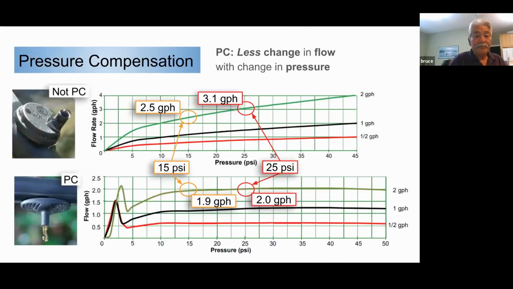Next, please. Here's an example, like I was talking about a little while ago, pressure compensating versus non-pressure compensating. So at 15 psi, that non-pressure compensating emitter is using 2.5 gallons an hour, and then we go up to 25 psi, and we've got 3.1 gallons per hour. So that's 2.5 pails of water versus 3 and a bit pails of water. That's the difference in the amount of water each of those plants is going to get, versus with your pressure compensating, you're going to see your curve being very flat.